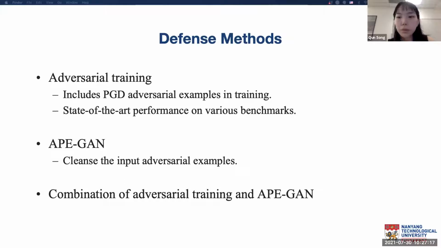We also deploy APE-GAN, which is an input cleansing defense that trains a generator to cleanse the input adversarial example, and output its benign counterpart. The generator is trained under the GAN setting. We also try to combine these two defenses. Our experiment results show that the adversarial training has the best defense performance. So in the following presentation, I will only show the defense performance of the adversarial training.